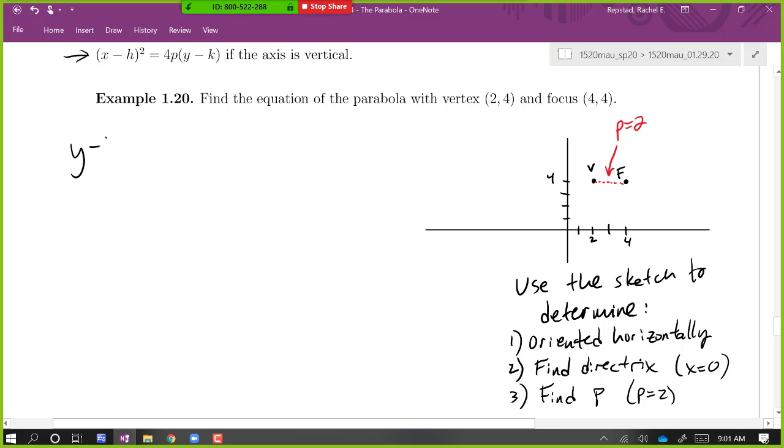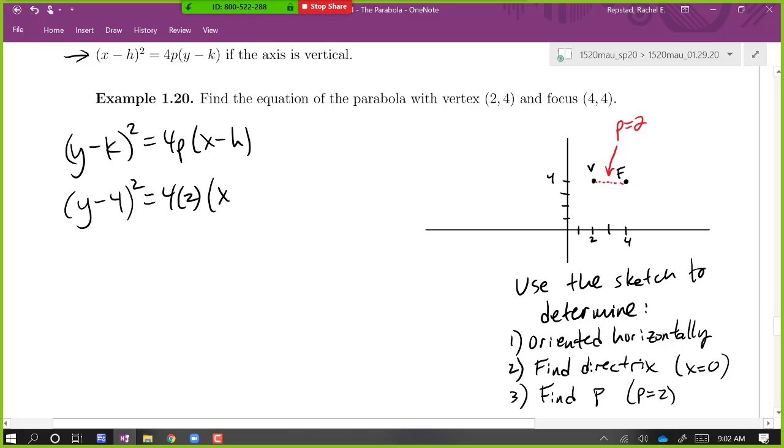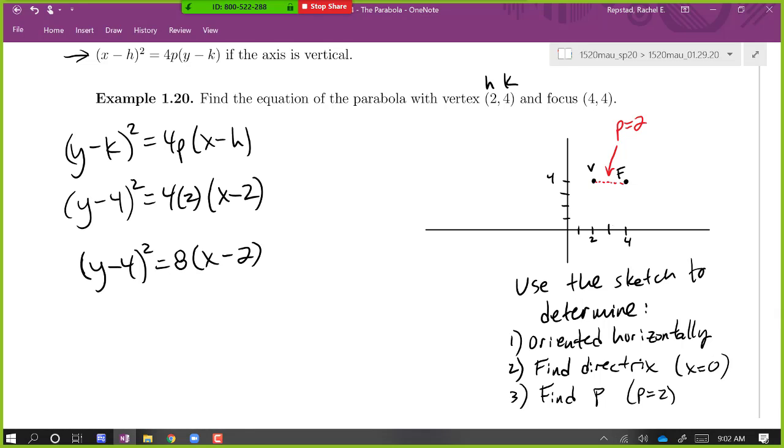So I know I was starting with y minus k squared equals 4p times x minus h. They gave us the vertex, so that's our h and our k. The vertex was at 2, 4, so that's y minus 4 squared equals, we know that p is equal to 2, so 4 times 2, x minus h is 2. So y minus 4 squared is equal to 8 times x minus 2. And there it is. That's the standard form.